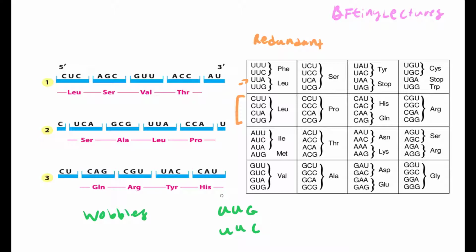So, for instance, UUG and UUC, that is a wobble. Why? Well, this is the first nucleotide, that is the second nucleotide, and this is the third nucleotide. Correct? 1 and 2 are the same. They're not bonding, by the way. I'm just showing that they're the same. But notice that G is different from C. Since we only did one change on the third nucleotide, it has to be the third nucleotide. It cannot be anything else.